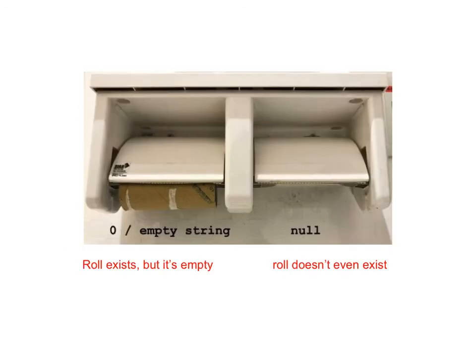So at the end here, as a summary, on the left here, the string exists, but it's an empty string. That's kind of like a roll of toilet paper that's empty. But over here, there isn't even a roll of toilet paper. So that's called a null string. It doesn't even exist.